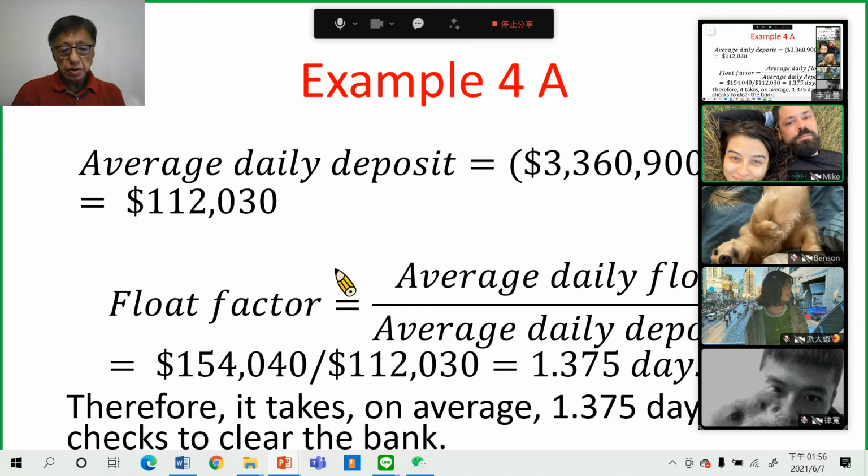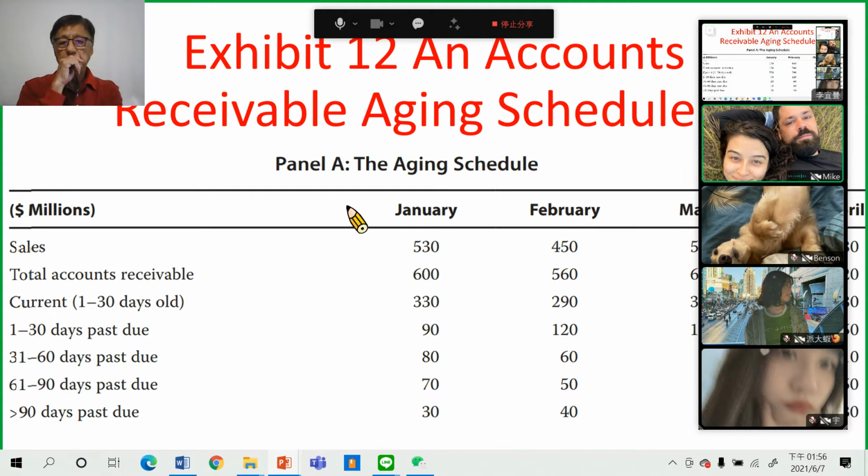Okay, if we move to the next slide. Hold on. So therefore, it takes on average 1.375 days for the checks to clear the bank, right? That's right. Yes. Okay. Continue, please. That's the float factor, yes.